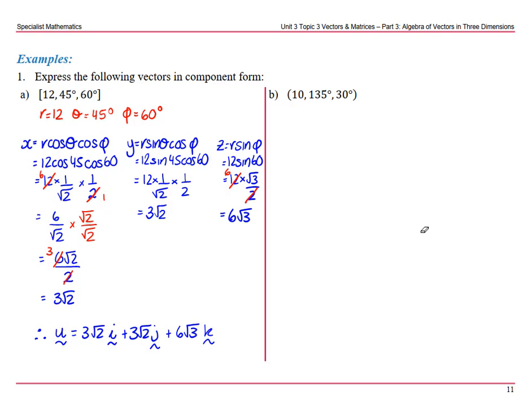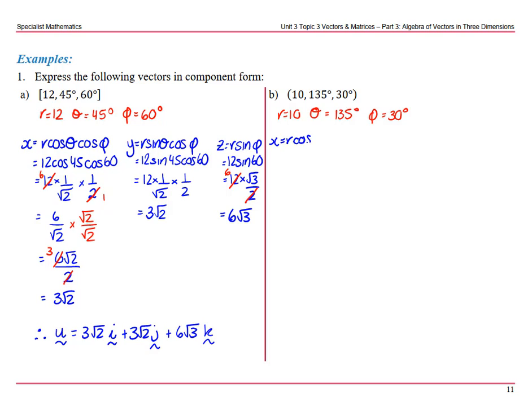Pause the video and have a go at the next one yourself. Remember, you've got 135 degrees, so you're in the second quadrant. So if r equals 10, theta is 135 degrees, and phi is 30 degrees.